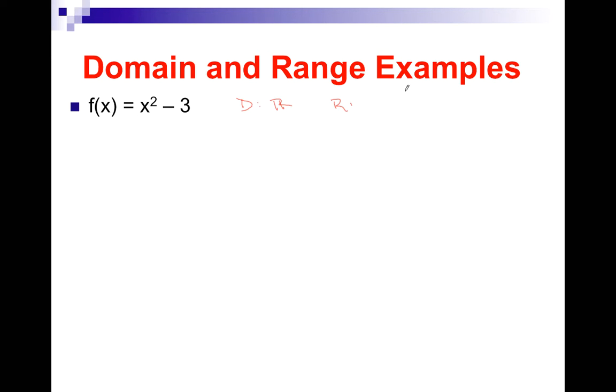The range, however, you might want to think about this graphically. X squared minus 3 looks like this, where this point is -3. And we can say that there are no y values below -3 because we know how parabolas work. But our range is going to start at -3 and go all the way up to infinity, because my y values will always be increasing, will always be going up.